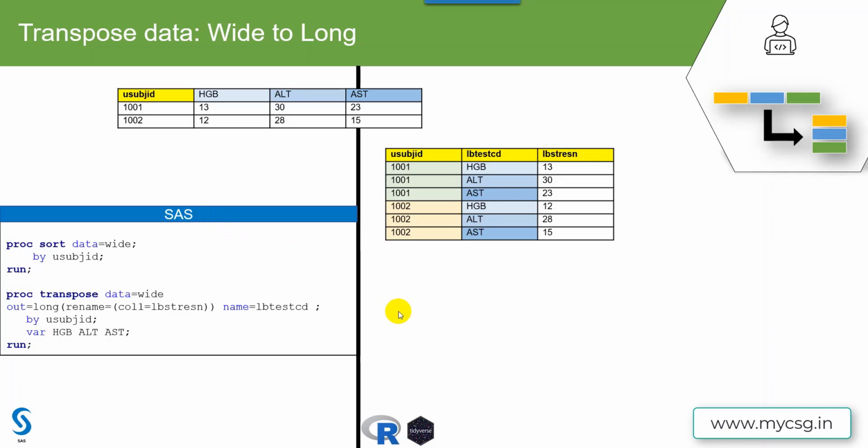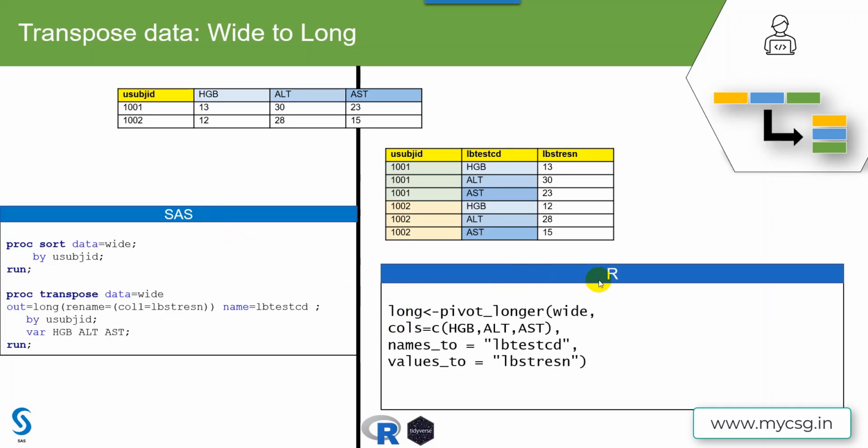How do we do it in R? In R, we have a function called pivot_longer, which means the data would be transposed to a longer format. For this we need to specify the name of the input data set as the first argument. In this case it is called wide, so I am specifying that here as the first argument.